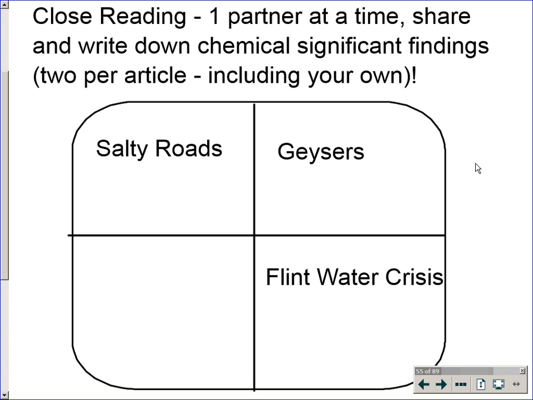I used to have 4 articles, that's why there's a blank 4th square. So go ahead and write down 2 chemically significant thoughts about your region. It shouldn't take you terribly long since you read yours.